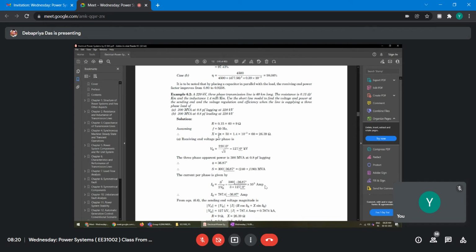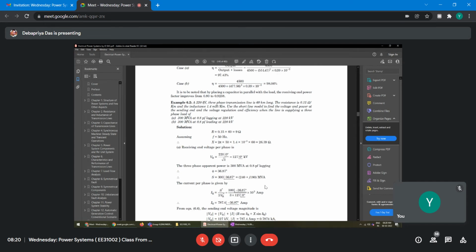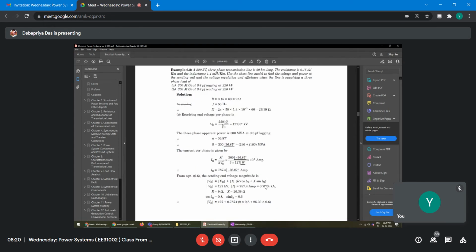Now it is three phase, 220 kV, basically the three phase voltage. So you take it as a reference: 220 angle 0 by root 3. You make the receiving end voltage this much, right? Every time you convert it to per phase. Now three phase apparent power is 300 MVA at 0.8 power factor lagging. That means it will be 300 angle 36.87 degree. So that is 240 megawatt and 180 megavar. This is megawatt, this is megavar.